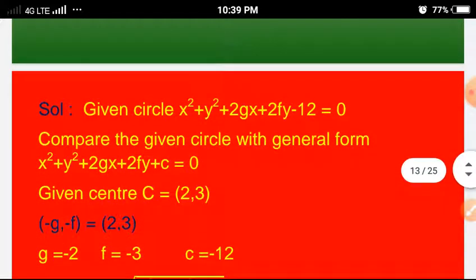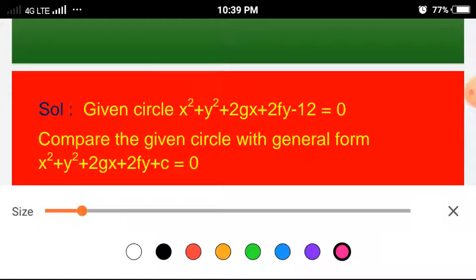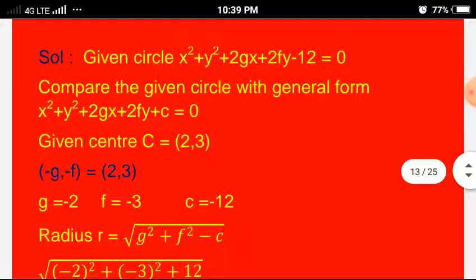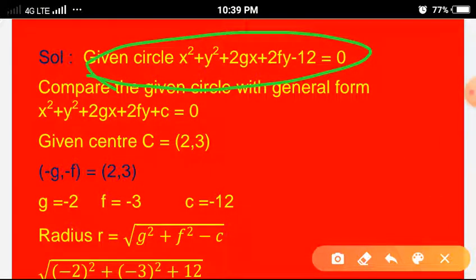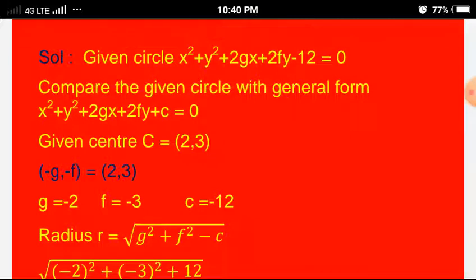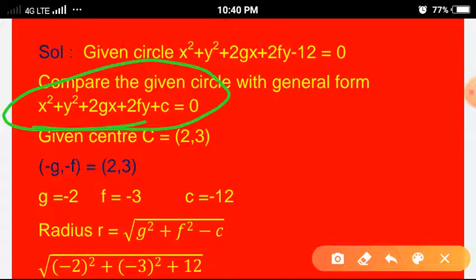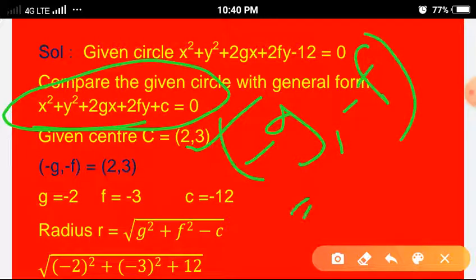First we have to write the given equation of the circle. The given equation of the circle is x square plus y square plus 2gx plus 2fy minus 12 is equal to 0. We have to compare the given circle with the general form. The general form is x square plus y square plus 2gx plus 2fy plus c is equal to 0. Already we have been given the center (2, 3). The formula for the center is (minus g, minus f), which is equal to (2, 3).